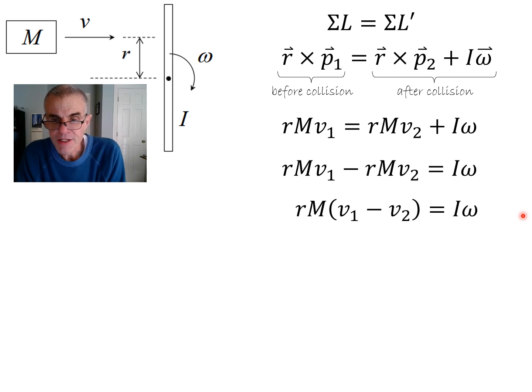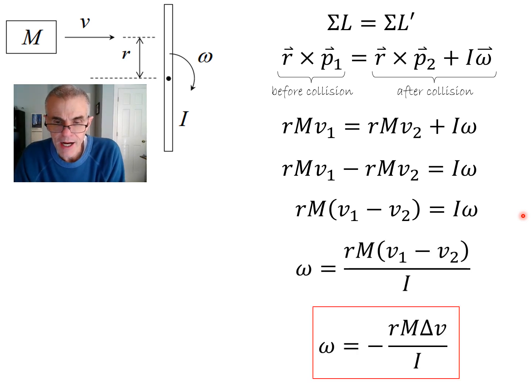And then it's pretty easy to keep going and solve for omega. Omega would be the angular velocity or angular speed. And I've isolated I omega and factored out R m. And then I'm going to divide by I. And then I made one more change.